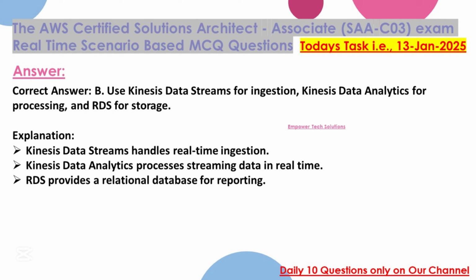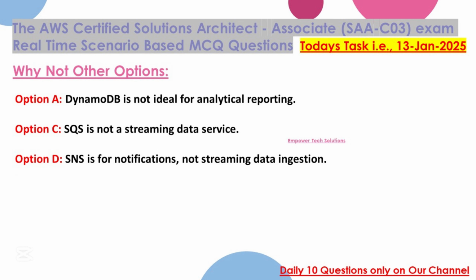Explanation: Kinesis Data Streams handles real-time ingestion. Kinesis Data Analytics processes streaming data in real time. RDS provides a relational database for reporting. Why not other options? Option A. DynamoDB is not ideal for analytical reporting. Option C. SQS is not a streaming data service. Option D. SNS is for notifications, not streaming data ingestion.